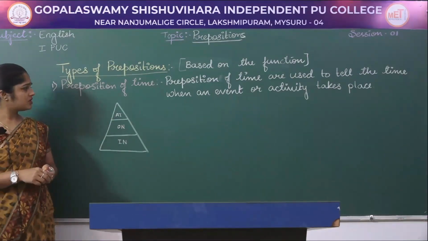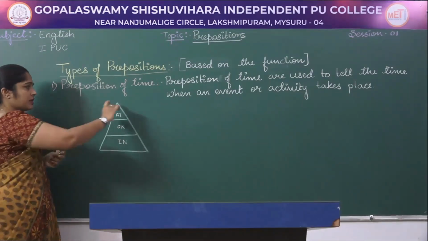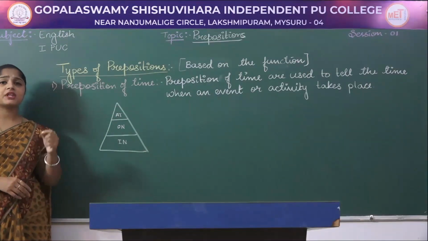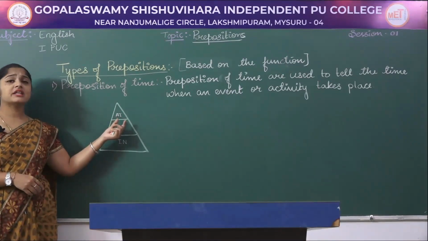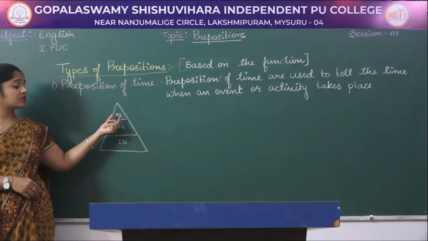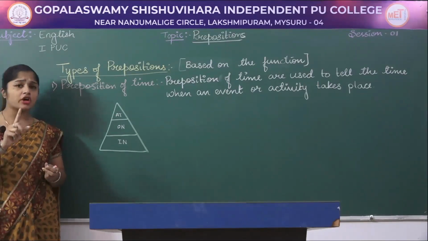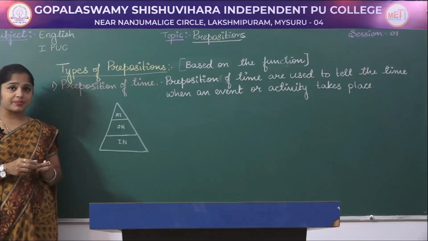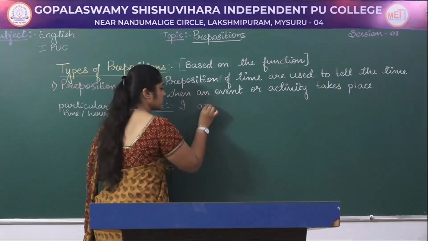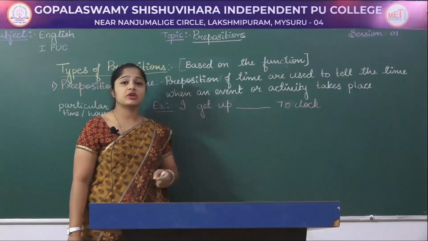First one, at. As you can see in the diagram, it is narrow, right? So it is placed on top of the triangle. At talks about a specific event. At is used for a specific time or hour of the day. So this is narrow and talks about one specific time or hour of the day. For example, I get up at 7 o'clock.